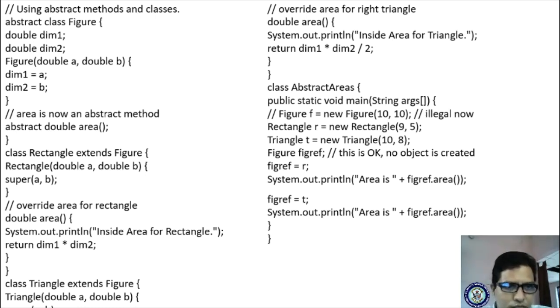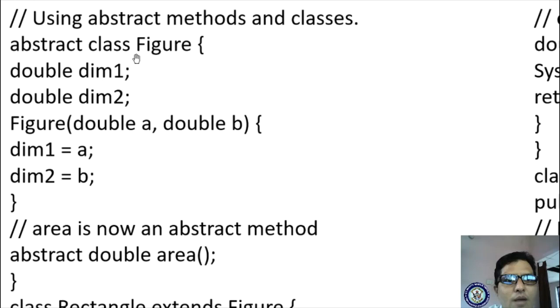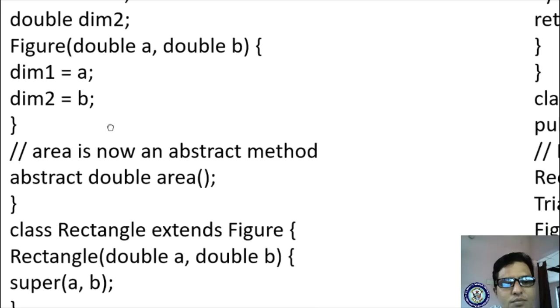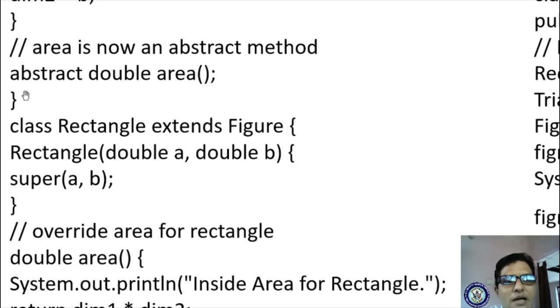Next, one more example exists: the last example, with figure, rectangle and triangle. Let me check once again. I'm defining the class figure as abstract, with variable declarations and a constructor. Then the area method is defined as abstract. I'm not declaring the constructor as abstract because it is not possible. That is why we are not touching the constructor, only the method. The method is area, its return type is double, and it is defined as abstract. Now the class figure ends.